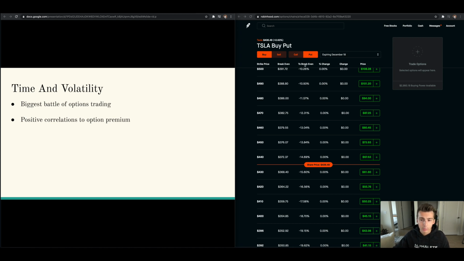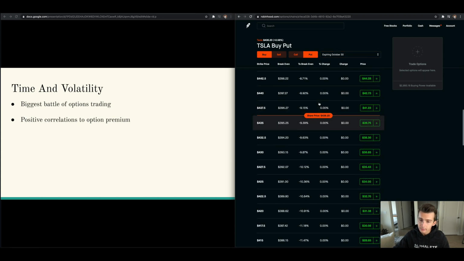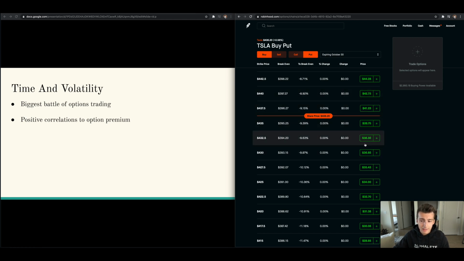So we're looking at puts, right? So let's take a look. We see these 60s right around 440 and 430. We're seeing 67 and 61. If I shorten this down to, let's say, October 30th, okay, we're coming in, we can look at the same type of area. We're talking about premiums in the 40s and 30s.